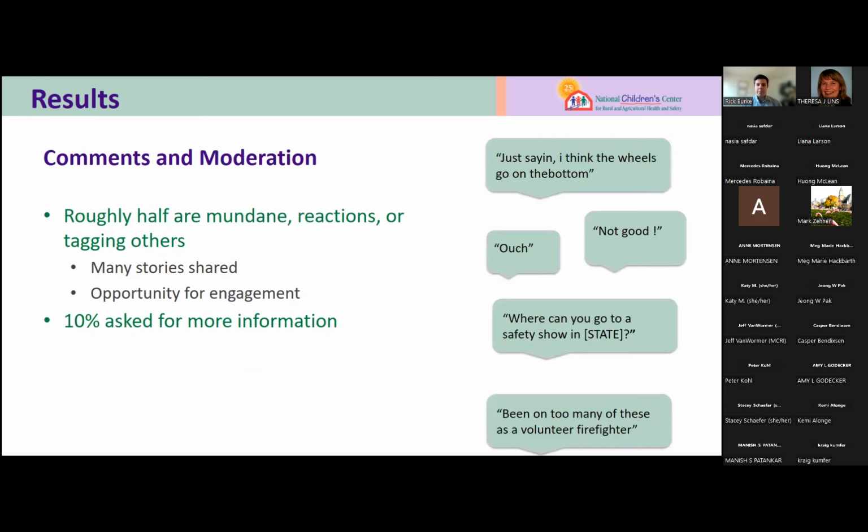And so a little bit on the comments and moderation, which seem to be a bit under discussed when you're considering using advertisements online. Overall, for our advertisements, about half of the comments were pretty mundane, pretty innocuous. Some people were tagging others, sharing them, which depending on your study could be bad. You obviously wouldn't want that much bias in some of your recruitment. But it was beneficial for us in that people were sharing their stories. A lot of firefighters were commenting on the training images that we had, sharing their stories.